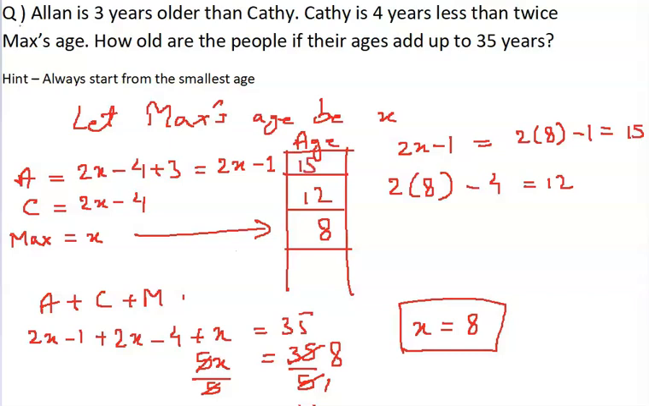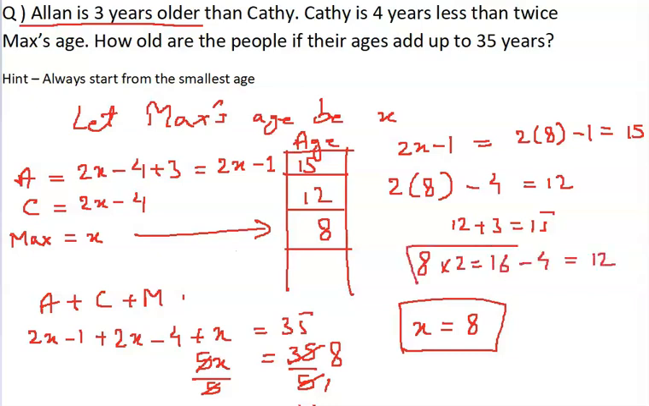So if you read the question again, Alan is 3 years older than Kathy, which makes sense. So 12 plus 3 equals 15. That part of the equation is also true. And Kathy is 4 years less than twice Max's age is also true, because 8 times 2 is 16, minus 4 equals 12. That portion of the equation is also true. That means that our answer is correct.